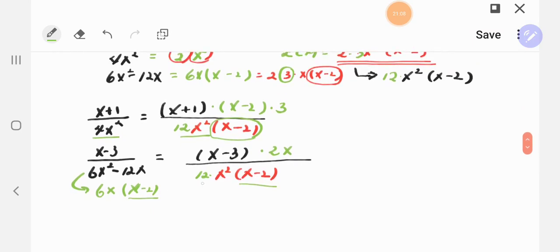Okay, we have a 12. So 6 times 2 is 12. So we gotta multiply the numerator by 2. And then x, we have 1x. So we have to multiply. The extra factor is x. So multiply the numerator by x. So we just rewrote the expression in terms of the LCD.